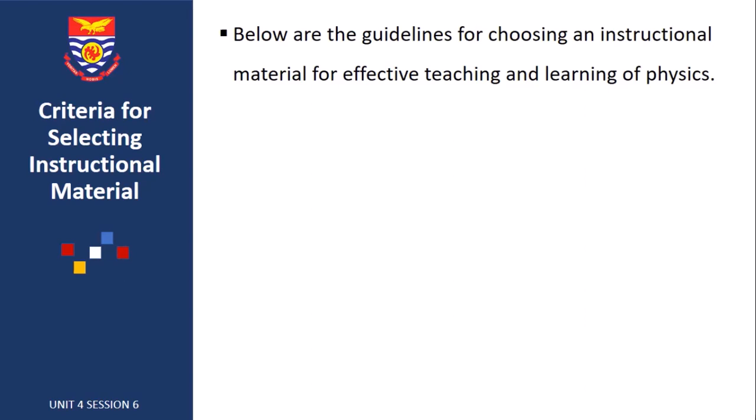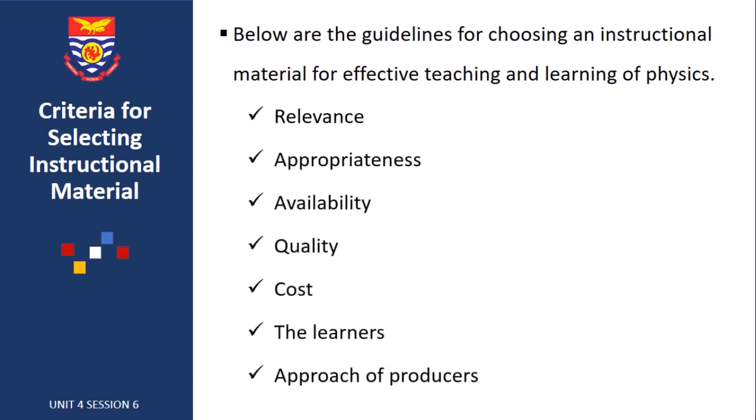So, below are the guidelines for choosing an instructional material for effective teaching and learning. In order for effective teaching of physics to occur, you must ensure that your instructional aid meets the following criteria. And the criteria that your instructional aid must meet include relevance, appropriateness, availability, quality, cost, the learners, as well as approach of producers. Now let's look at these criteria in detail.